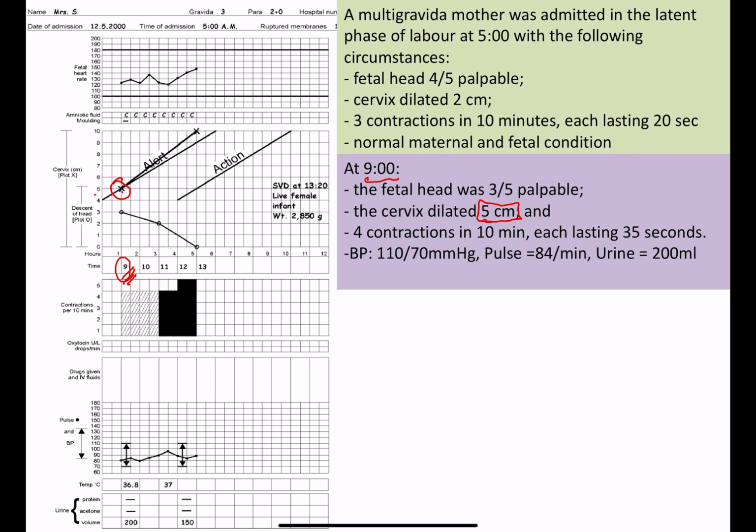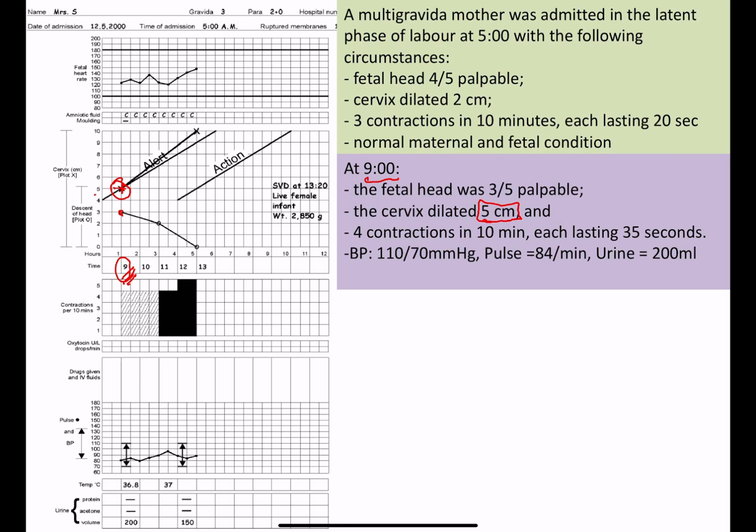So the first alert, which was 5 centimeter, the PV examination, so we have the first mark over here for the cervical dilatation, and the fetal head was 3/5 palpable. So we have recorded, we have plotted it with a small 0 over here, and it says this is 3/5 palpable. And there were 4 uterine contractions in 10 minutes, each lasting for 35 seconds. That means it's moderate.